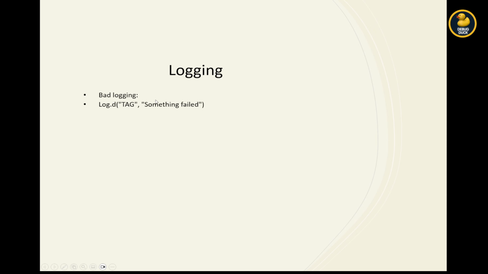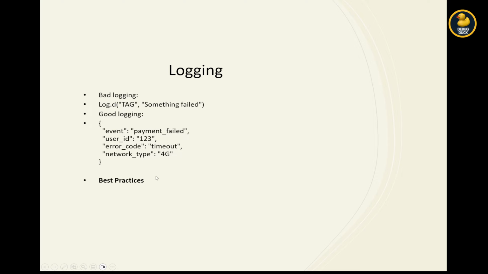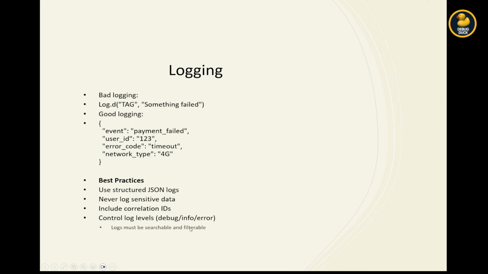Bad logging will be something like this: log.d, and you put your tag and your message. But good logging will be like that. The best practices: use structured JSON logs. Never log sensitive data. Include correlation IDs. Control log levels: debug, info, error. And logs must be searchable and filterable.